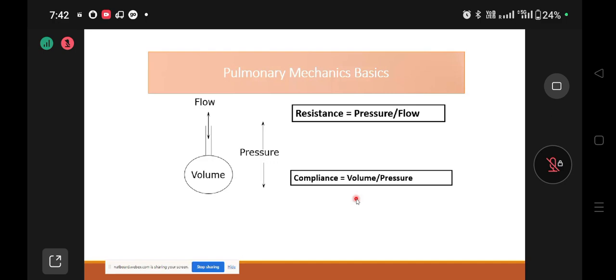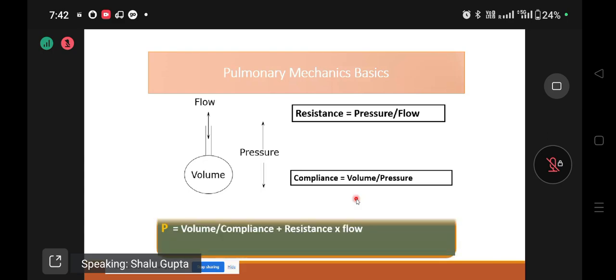That means in layperson terms, if I'm inflating a balloon, the amount of pressure I'm applying to inflate that balloon will depend on the compliance of that lung. So if I apply a little bit of pressure and the balloon inflates too much, that means with a certain degree of pressure change, the volume change is great. So it is a good compliance lung. But on the other hand, if I apply too much pressure and the balloon inflates only a little bit, then probably this balloon has a poor compliance. And we'll be discussing in what states we can see this.